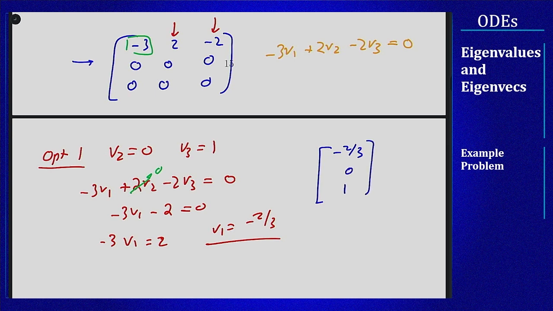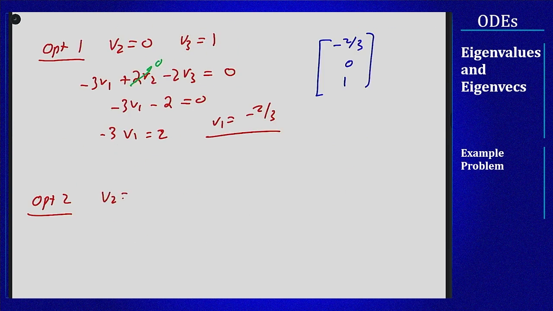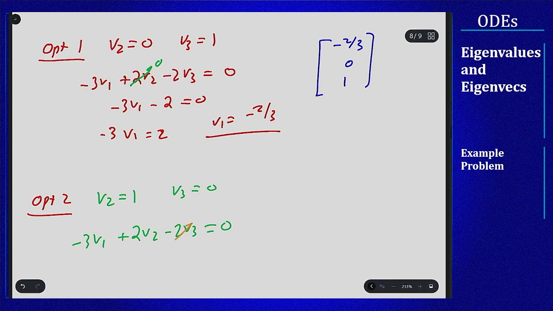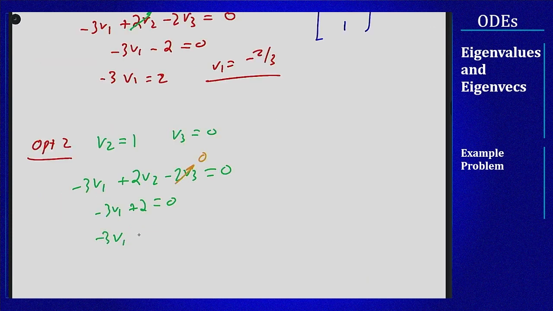Now my option 2 here is to pick v3 to be 0 and v2 to be non-zero. So v2 will be 1 and v3 will be 0. If I do that, I then get minus 3v1 plus 2v2 minus 2v3 equals 0. v3 is 0, so that's gone. v2 is going to be 1. I'm left with minus 3v1 plus 2 equals 0. Negative 3v1 equals minus 2. v1 equals positive 2/3. And so my eigenvector here is 2/3, 1, and 0.